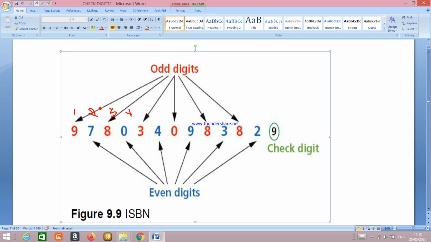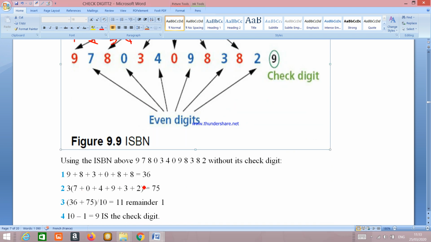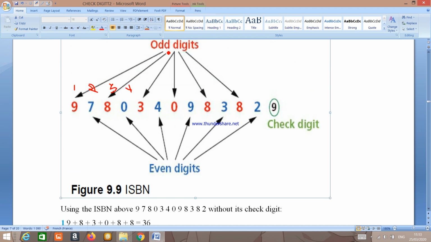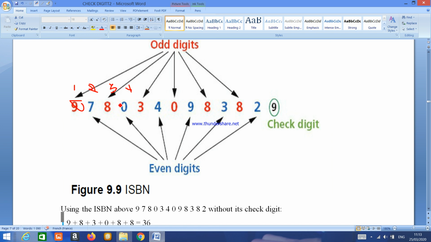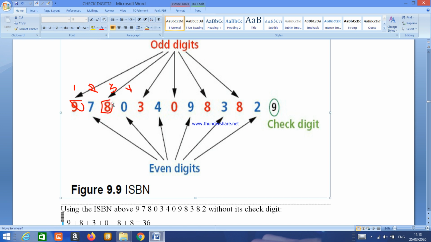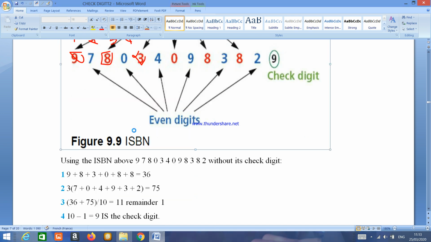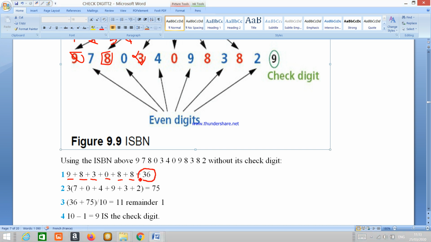Now the odd positions, we call them odd position, and we have even position. What we do now, we take all the numbers of odd position. So odd position is 1. At position 1 we have 9. Position 3 is 8. And then position 5 we have 3. So we take all the odd position like 9, 8, 3, 0, 8, and 8. We sum them. We get a total.